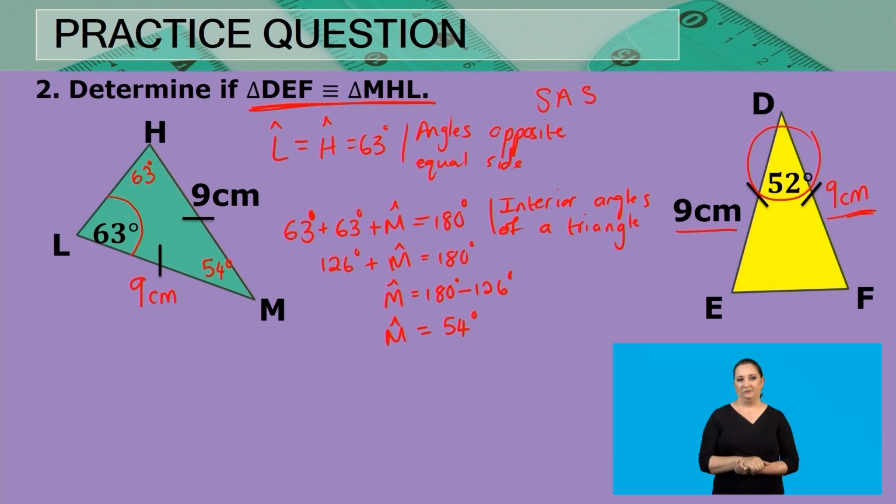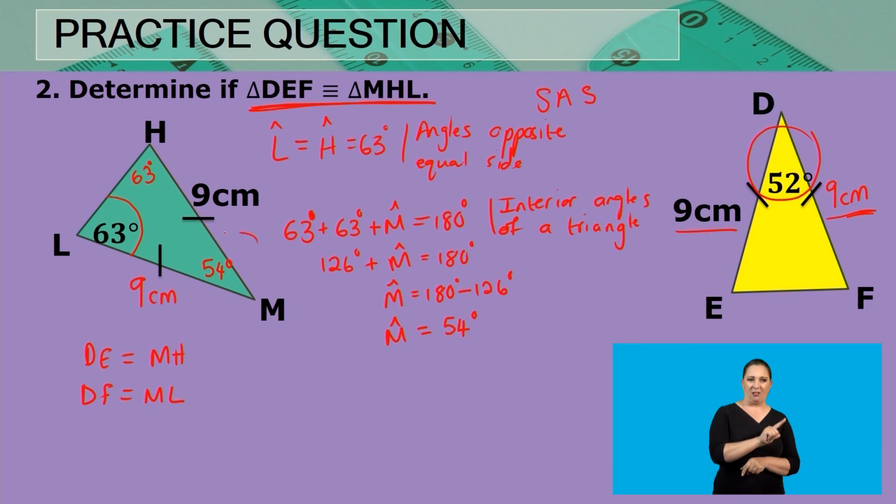Now, as we can see here, DE is equal to MH, and DF is equal to ML.